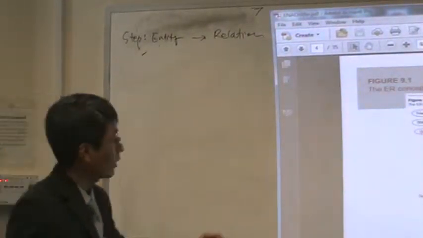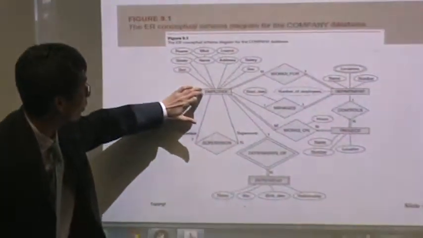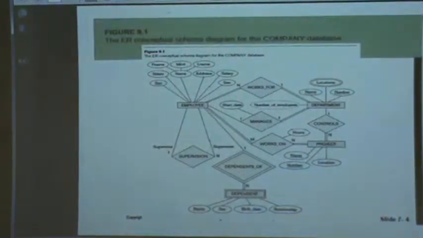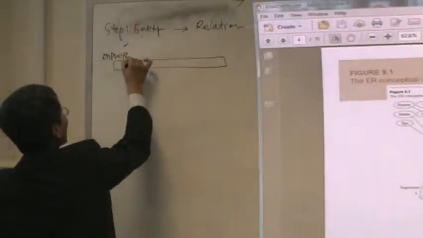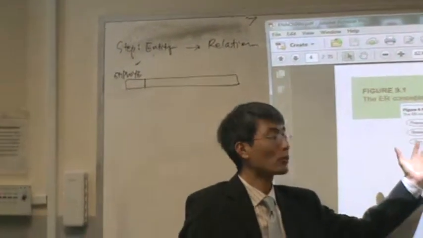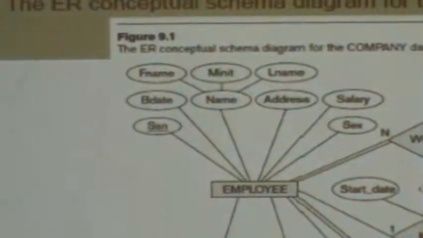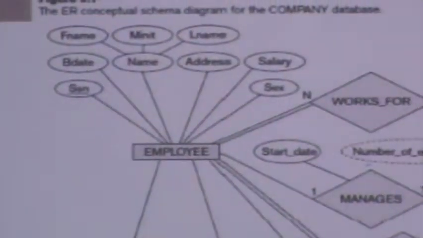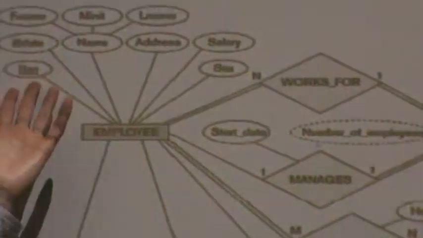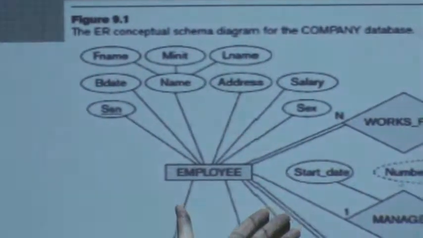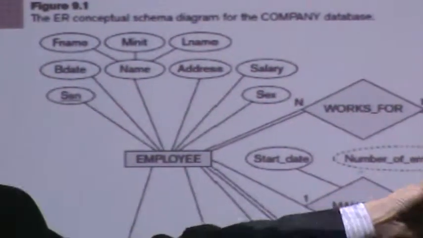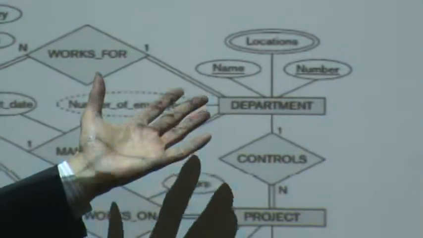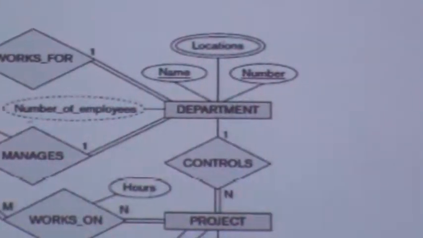Like in this example, the entities are employee, department, and project. So we can create the employee relation. We can use the key attribute to decide the primary key. However, you should be careful. How many primary keys? Only one. How many key attributes can an entity have? It can be many. For example, department has name as a key, and number is also a key, but we cannot use both of them as the primary key.